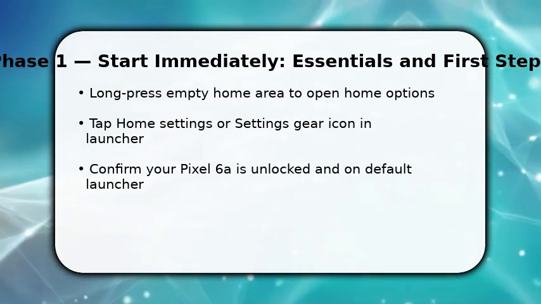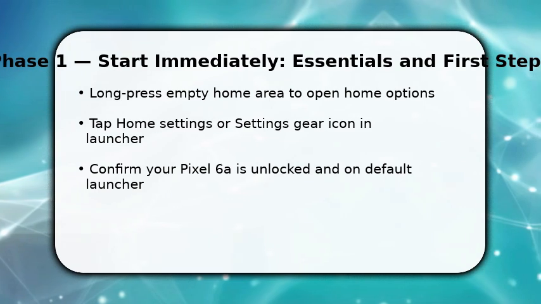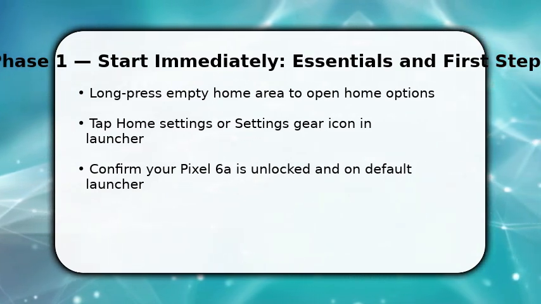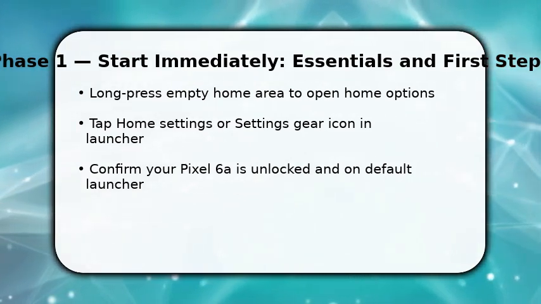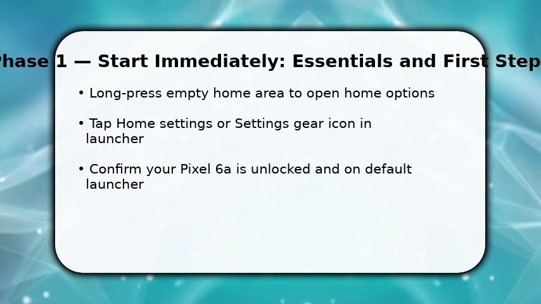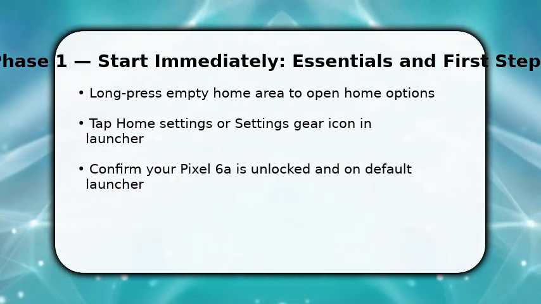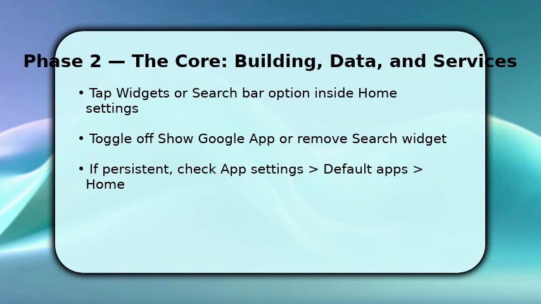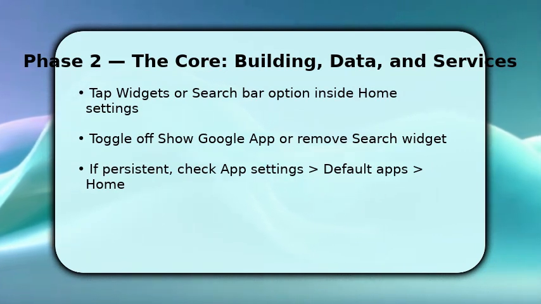Make sure you're on the Pixel's default launcher. If you installed a third-party launcher, the steps differ. You're doing this because the search bar is a launcher widget, and removing it here tells the system not to recreate. Next, find the search bar or widget's entry in Home Settings and tap it.